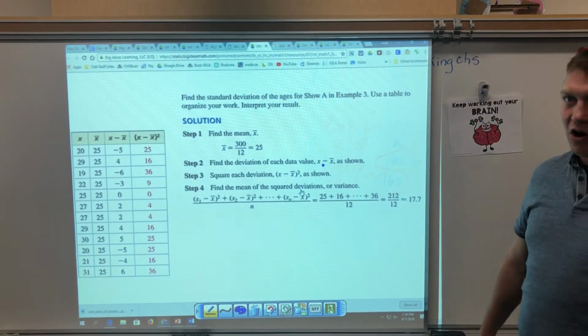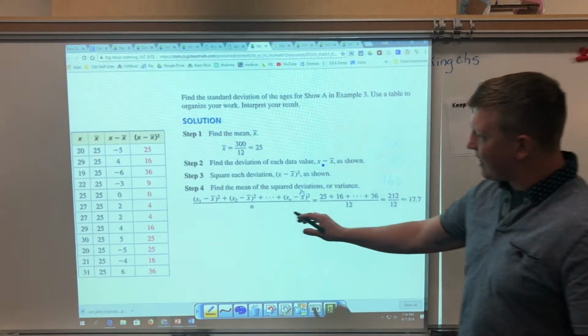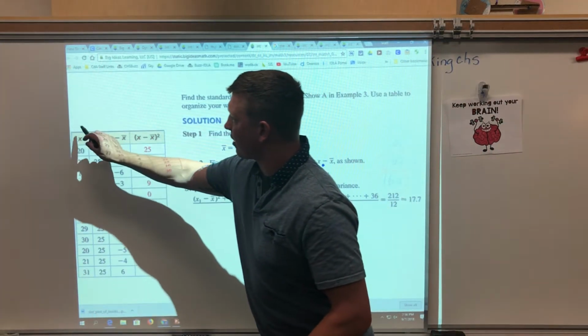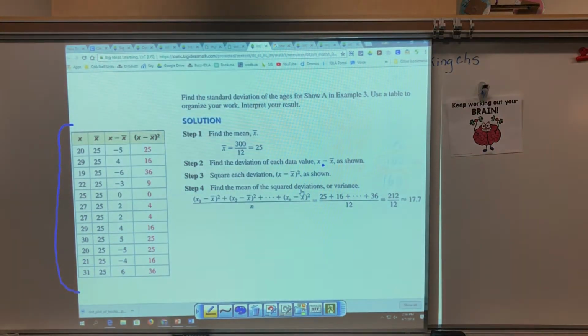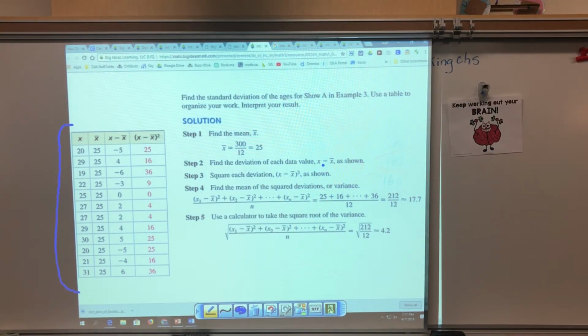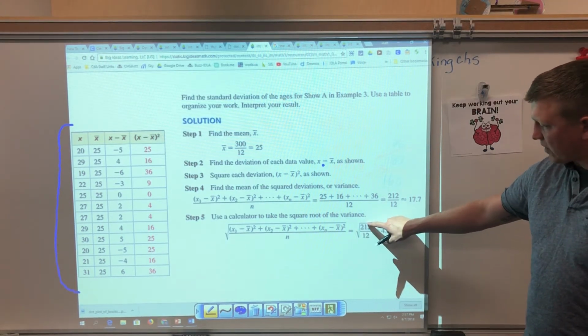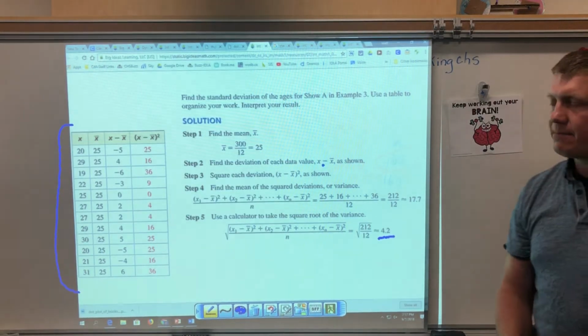Not done yet. Almost. After I divided by 12, because this n value right here represents how many data points there are, and right here, for example, there are 12 data points. Okay, so now that I have 17.7, the very last step is to square root it. So I'm going to leave it in my calculator and square root it, and I finally end up with 4.2. What does that mean?